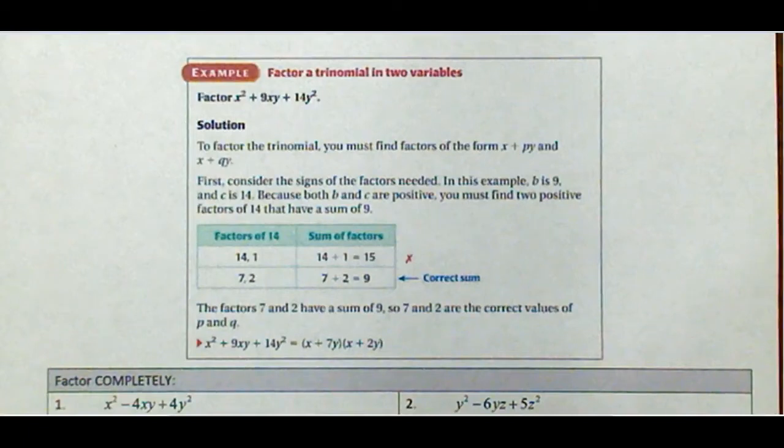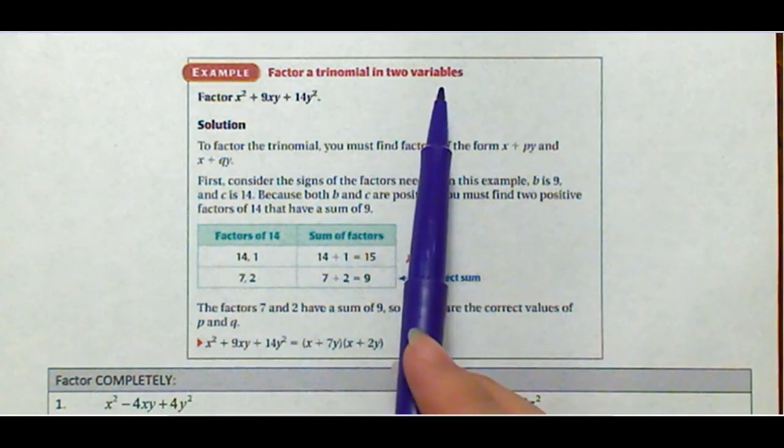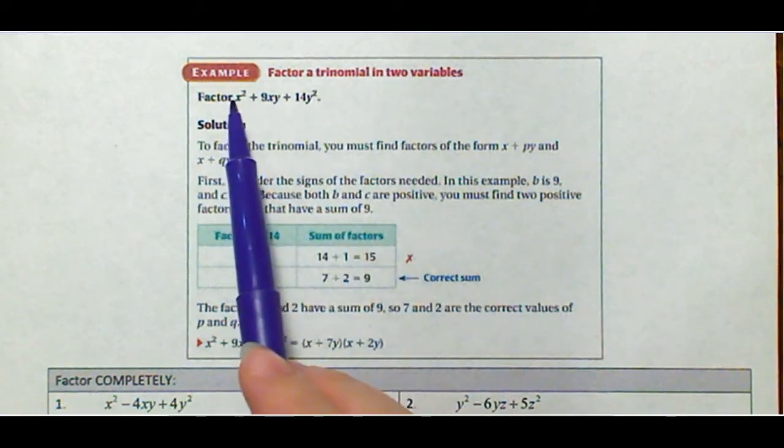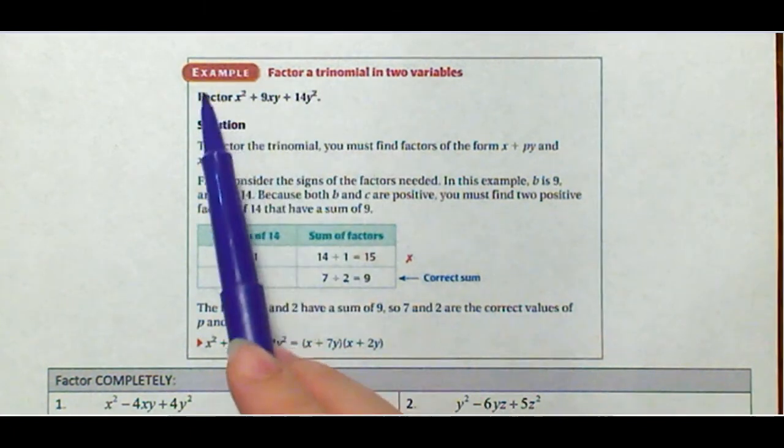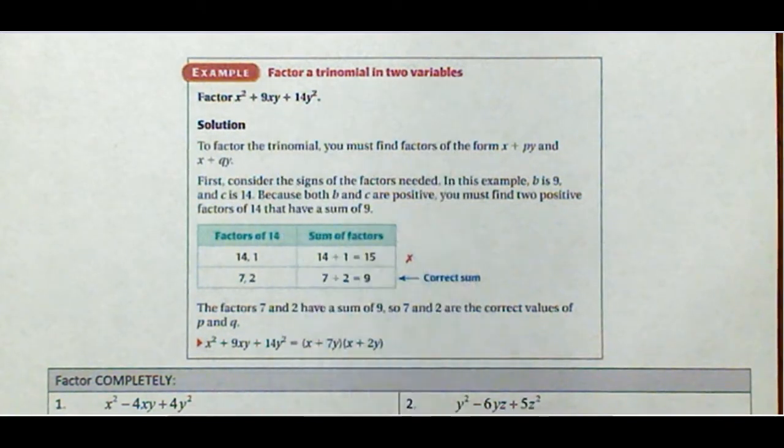All right, so on the back of your notes, you're going to see that we're going to actually try to factor a trinomial in two variables. So this is what it looks like. It might look a little big and scary. I promise it's not that bad. If you can factor what we've been doing, you can factor this. So let's just jump into it.